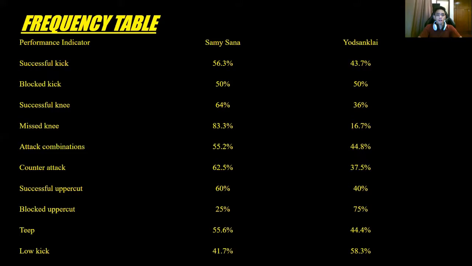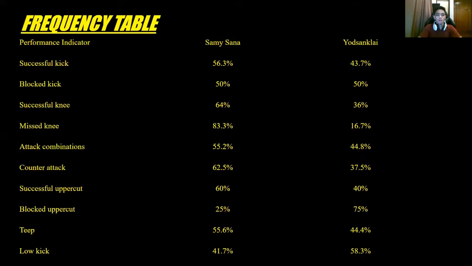So, in counter attack, you can see Semi Sana beats Yod Sang Klai with 62.5% over 37.5%, because of many mistakes and missed block attempts made by Yod Sang Klai that were used as well as possible by Semi Sana to counter back. So in this combat sport, if your opponent makes a mistake or misses a block, you have a good opportunity to counter it back.